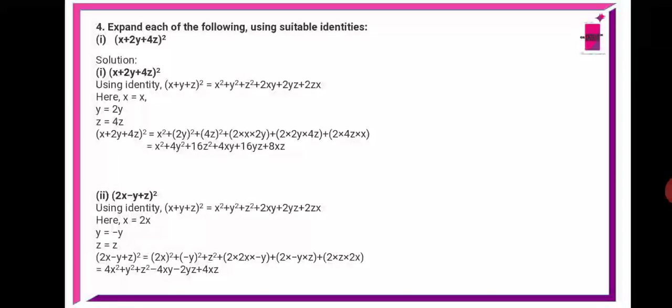Simply you are going to substitute as it is, like in place of x, x, and after substituting you will get the expansion form. Similarly, 2x minus y plus z whole square. Here in place of x is 2x, y represents minus y, z represents z here. So after substituting you will get the expanded form using the identity x plus y plus z whole square.